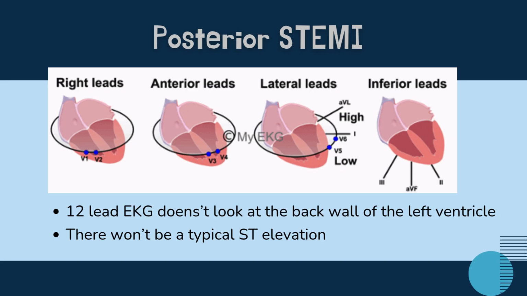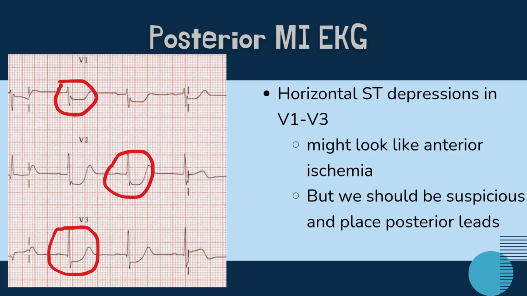So when the posterior wall is infarcting, you won't see the classic ST elevation you're expecting. Instead, you'll see something that looks completely wrong at first glance. You'll see horizontal ST depressions in V1 through V3. At first glance, it looks like anterior ischemia, but really it's the flipped view of posterior ST elevation.